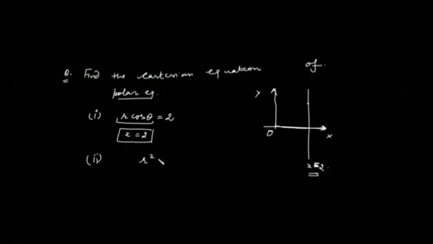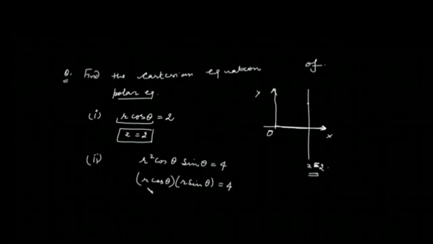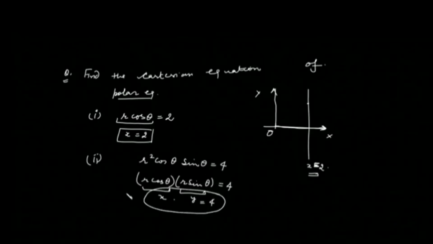Similarly, if you are having an equation in polar, r squared cos theta into sin theta is equal to 4, we can convert it into Cartesian by substituting r cos theta with x and r sin theta with y. So this is your x, this is your y, so this is x into y is equal to 4. So this is the equation in Cartesian.